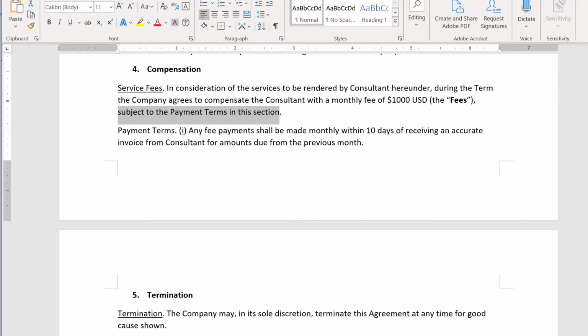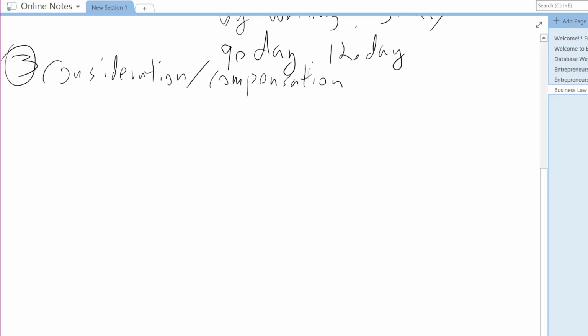So in this case, it says any fee payment shall be made monthly within 10 days of receiving an accurate invoice from consultant. So this is very clear. At the end of the month, I will send an invoice to the company, and within 10 days of me giving the invoice, they have to pay me. So there's no dispute. But this is a fair arrangement, because if I drag my feet and don't send the invoices, then they don't have to pay me, because if I'm not fulfilling my part of the bargain, why should they have to pay me? So that's payment terms, as well as the compensation, which should be clearly stated. So that's the third thing.